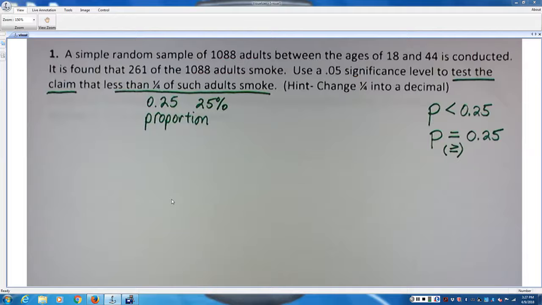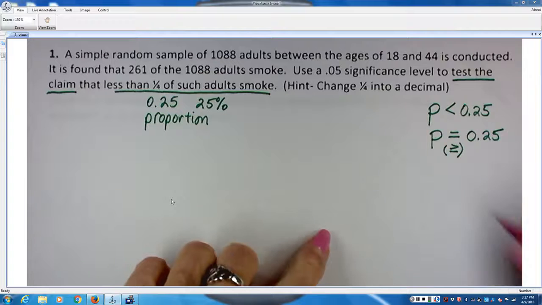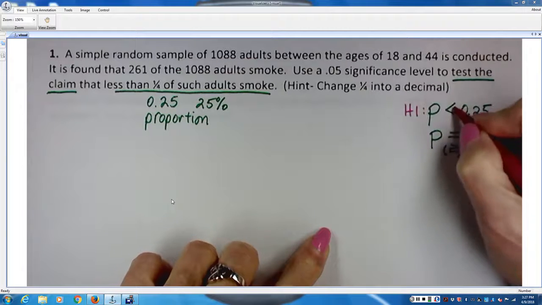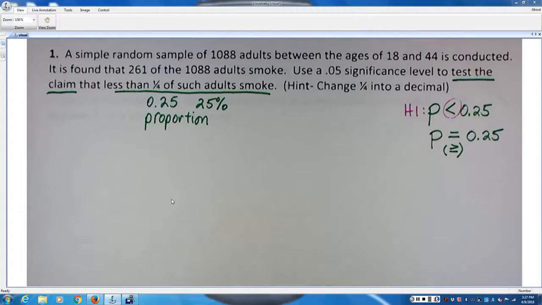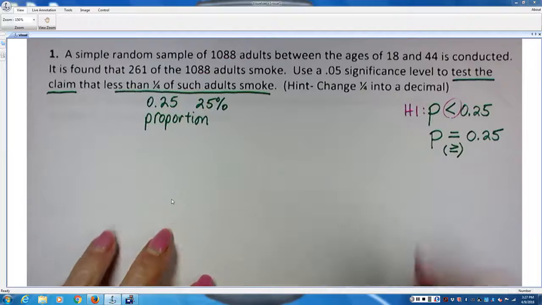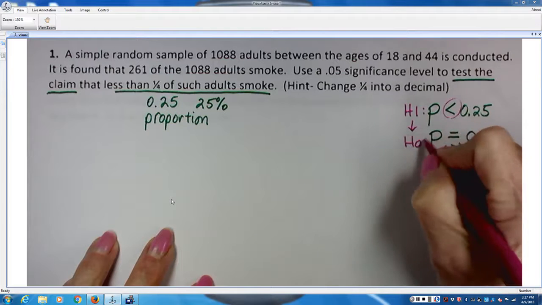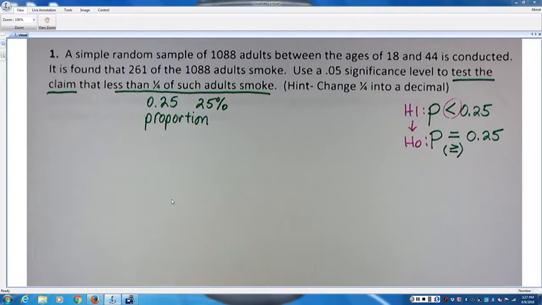H1 never contains an equality. So based on knowing that, which of those two is H0 and which is H1? What is the claim? The claim is H1. And the reason the claim is H1 is the less-than sign does not include equality. So that tells us that by default, H0 is the other one, and it does have the equal sign, which is what we were looking for.